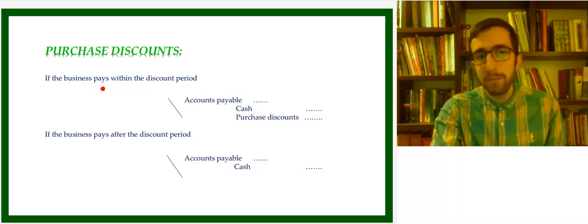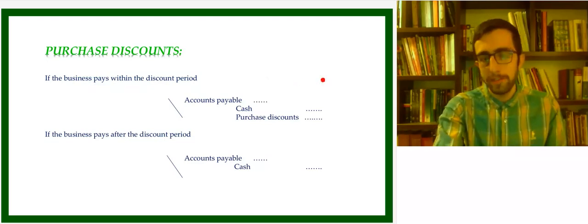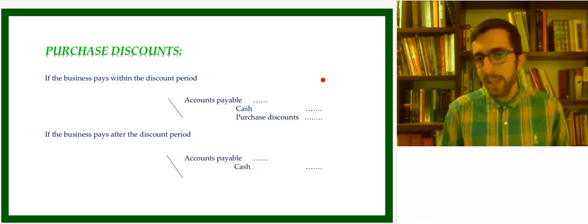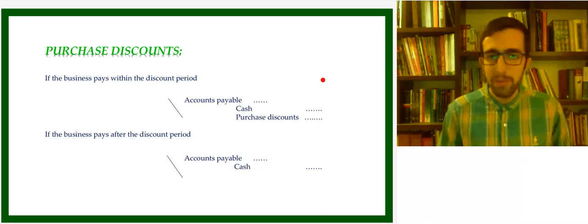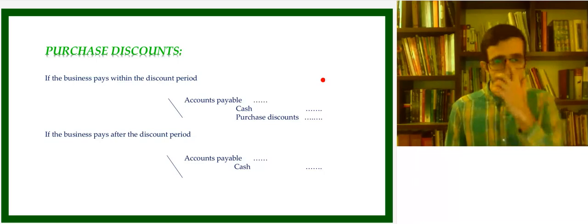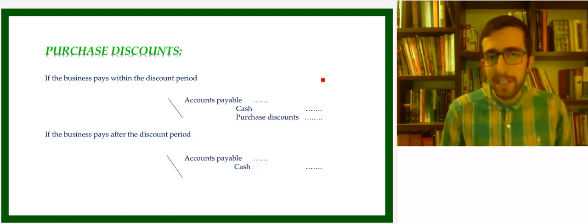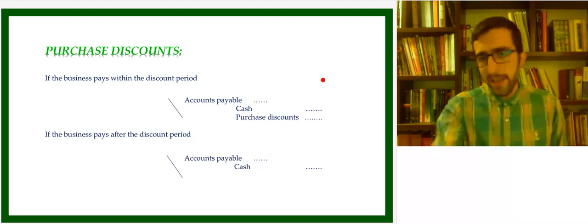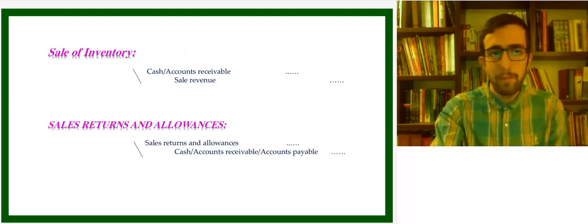So if the business pays within the discount period, we debit accounts payable and credit cash and purchase discounts. But if the business pays after the discount period, we have accounts payable on the debit side and cash on the credit side.